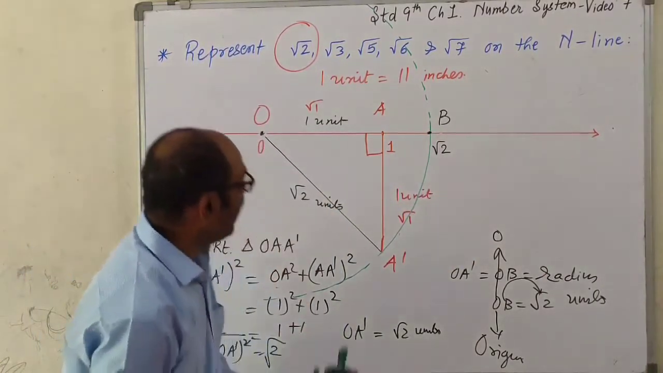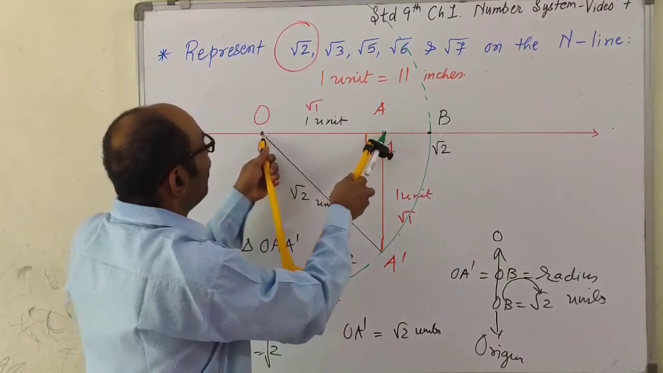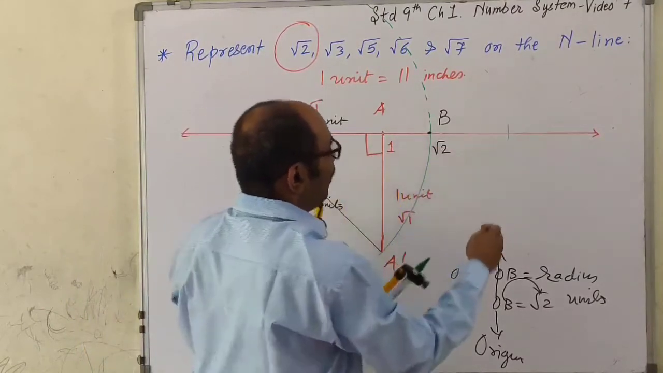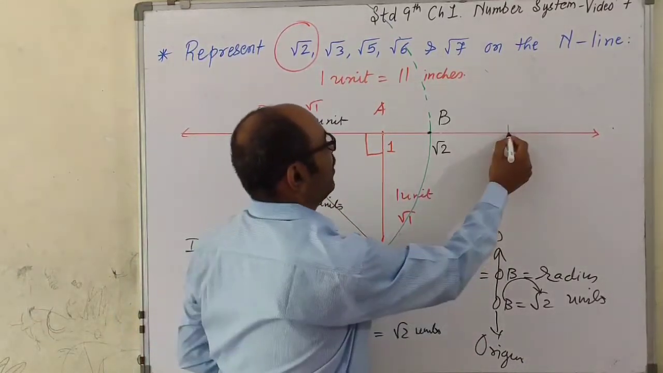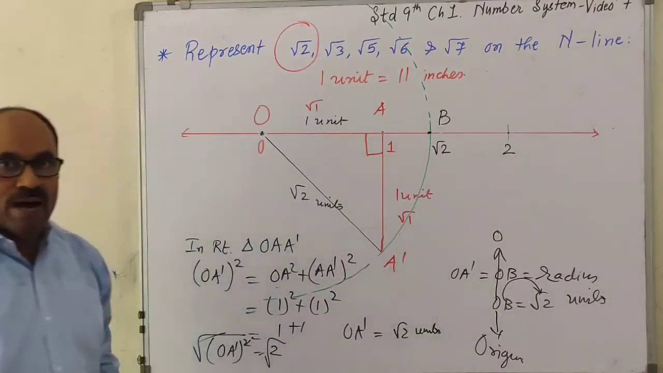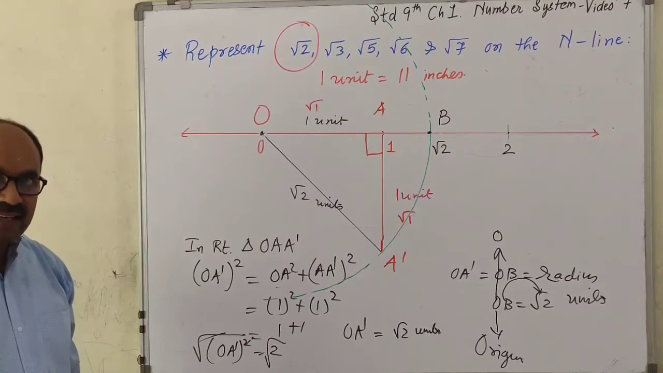Children, here you could have taken even this. You took 1 unit, so this is 2 units. Correct? This point is 2. So you can see that root 2 is between 1 and 2. Is that clear to you?